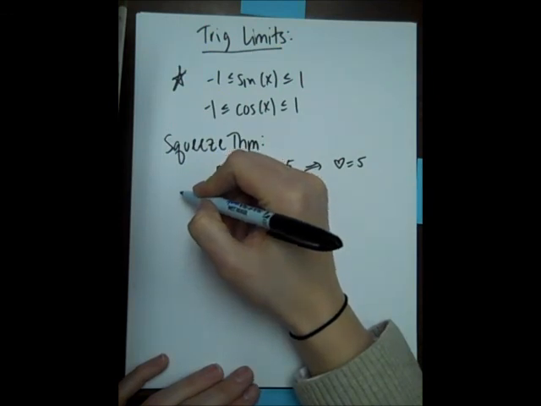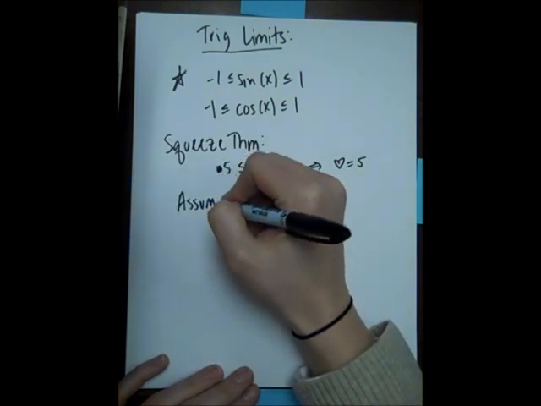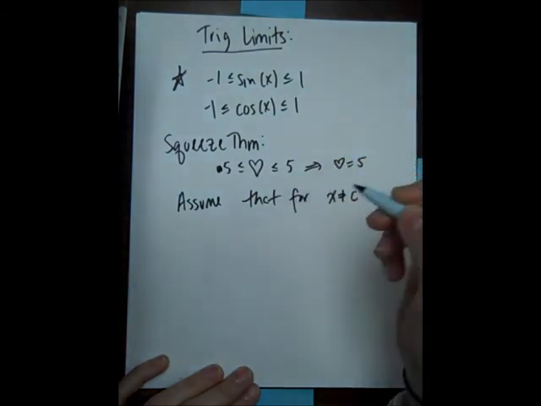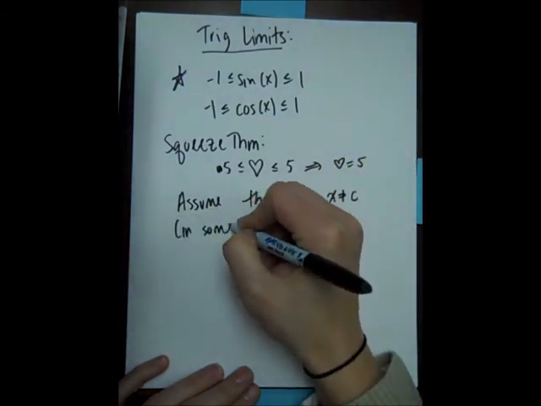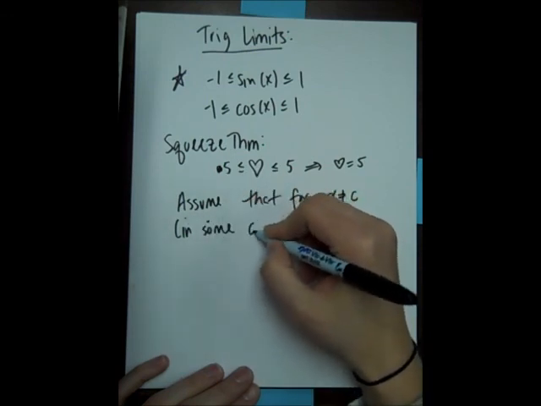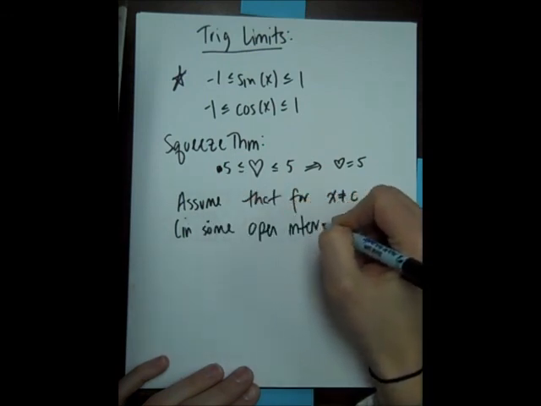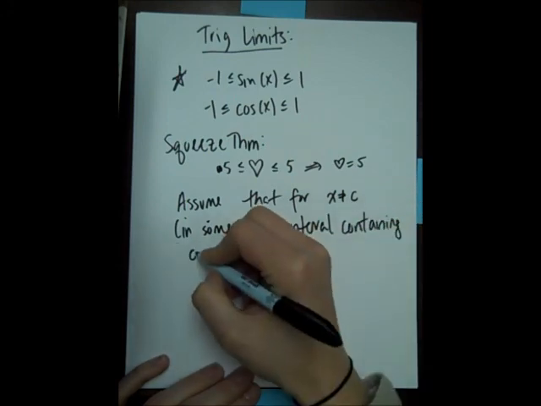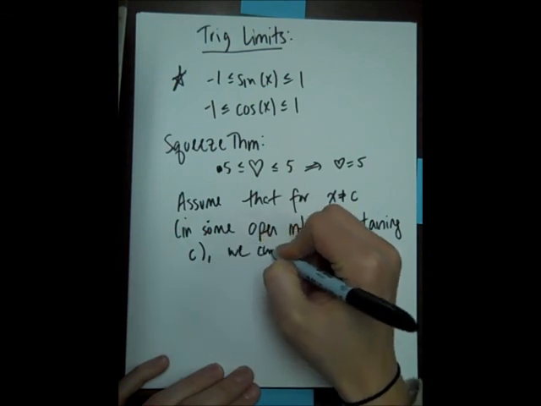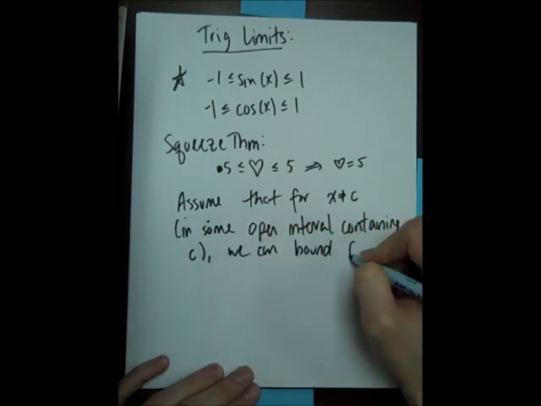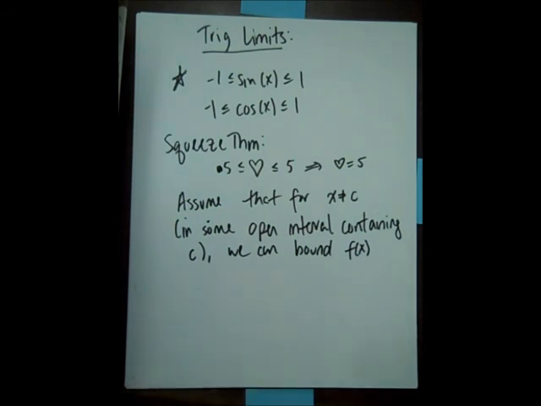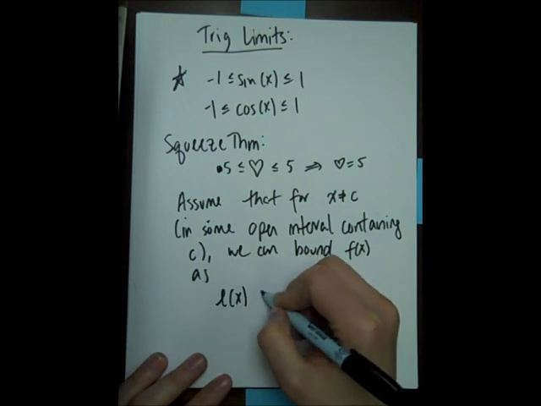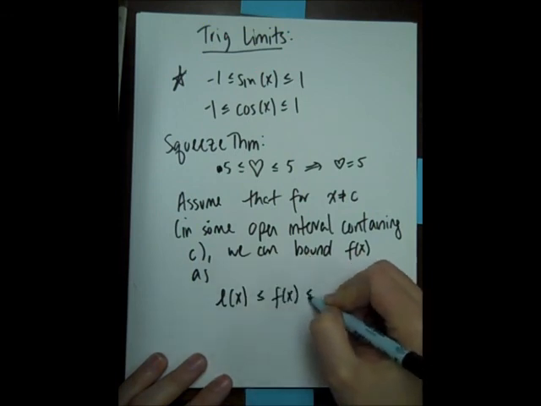Here's the actual statement of it. It says, let's assume that for x not equal to c, in some open interval containing c, we can bound f of x between two functions. We can bound f of x below by a function L and above by a function u.